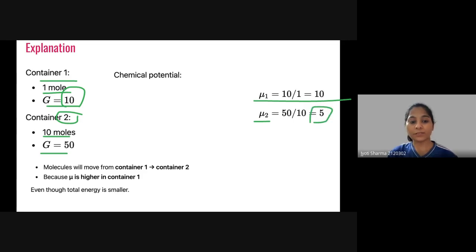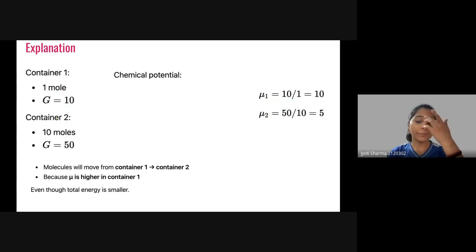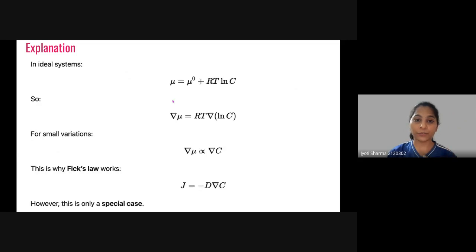So it means your molecule will move from container 1 to 2, because this one has a higher chemical potential in comparison to container 2. So that's why this is important. Then, we talked about one statement that concentration is just an approximation. So from where did this concentration come into the picture?